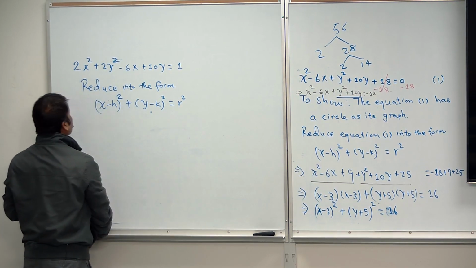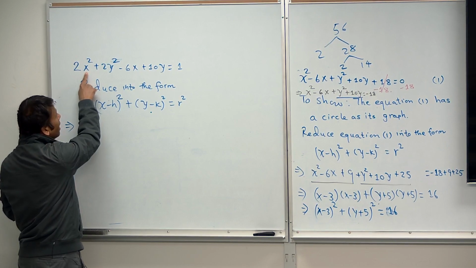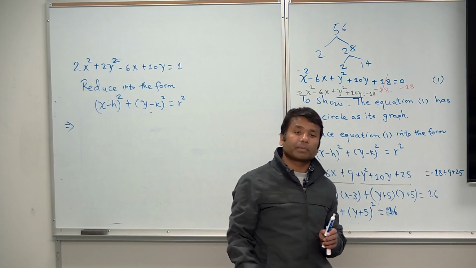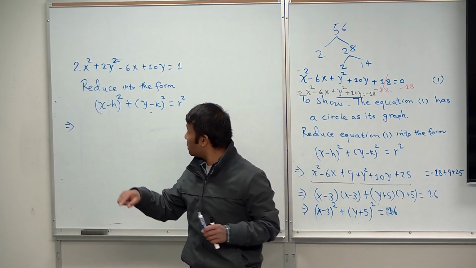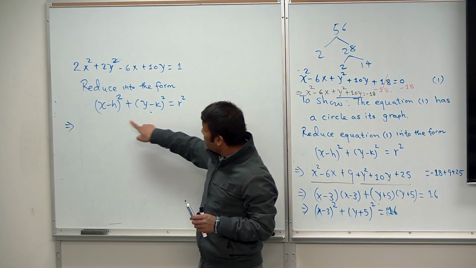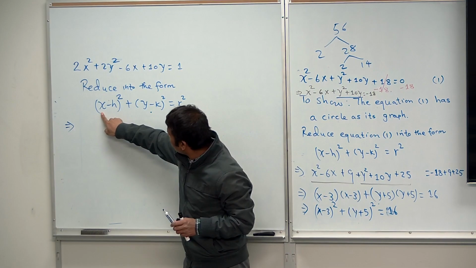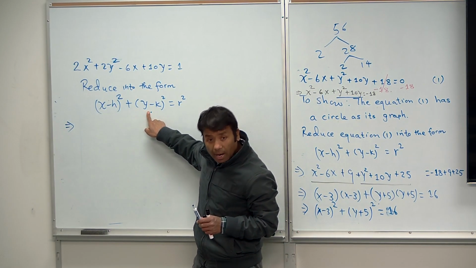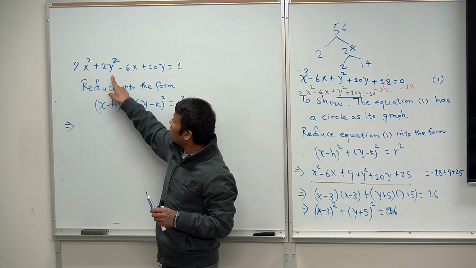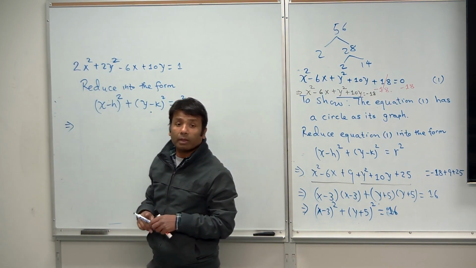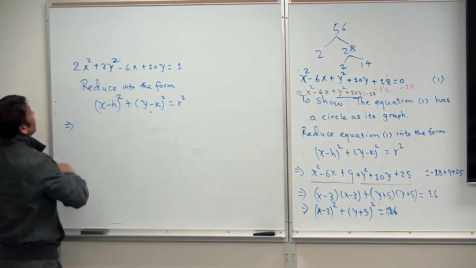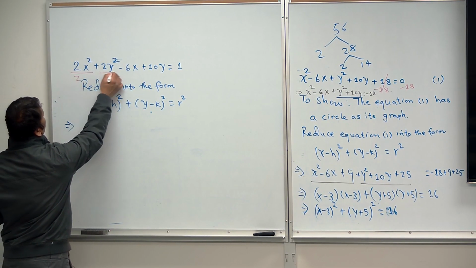So now, are you with me? Coefficient of x squared and coefficient of y squared must be 1. Let me say that again. We are going to reduce this equation into this form, which has coefficient of x squared and coefficient of y squared equal to 1. So we have to make the coefficients of x squared and y squared 1. If you want to make it 1, then you have to divide all this by what? 2.